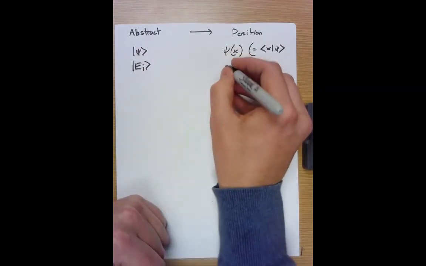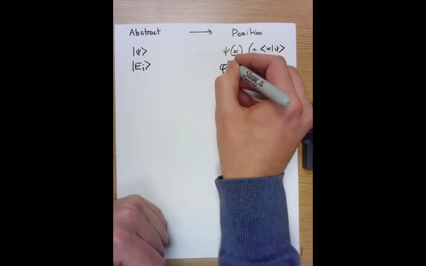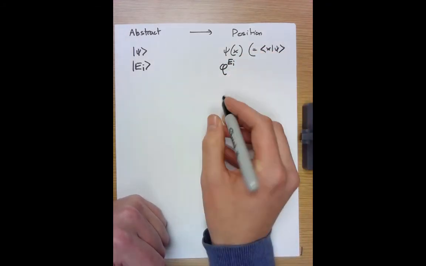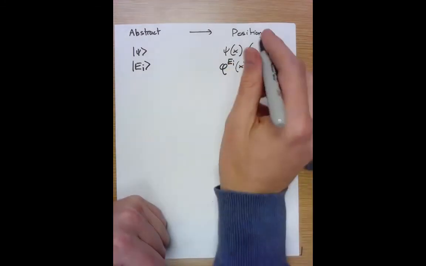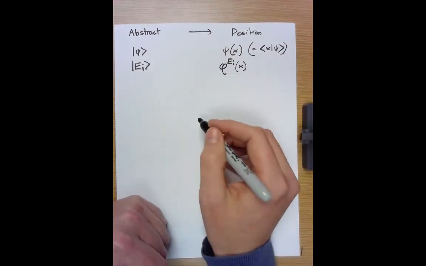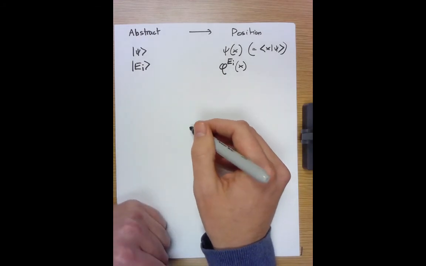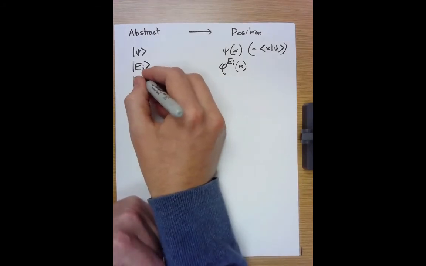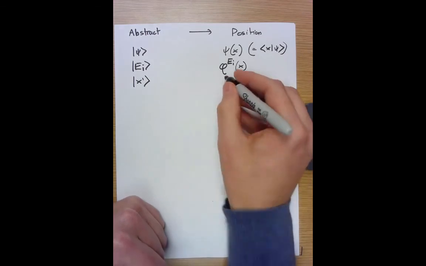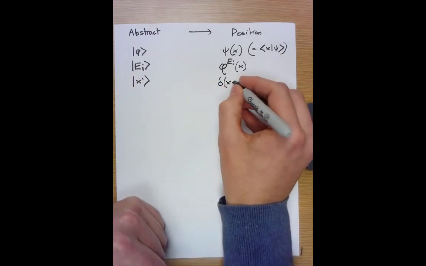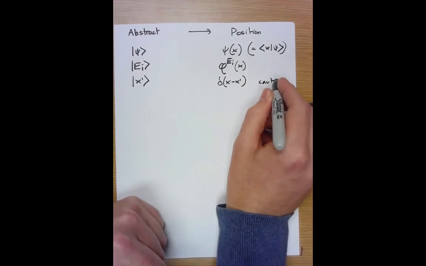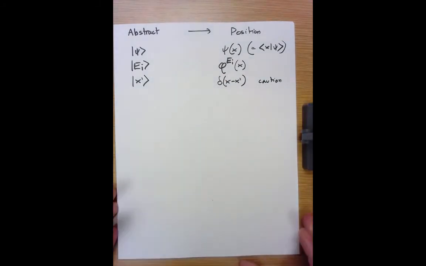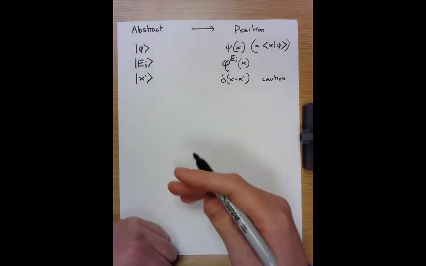So the energy eigenstates I'll usually refer to as phi E I, and this will be a function of x. And we're going to see some specific examples of these in a minute. And the position eigenstates we've seen become Dirac delta functions, which we should use with caution. We're generally not going to pull these out of our bag, but we should know what they are.